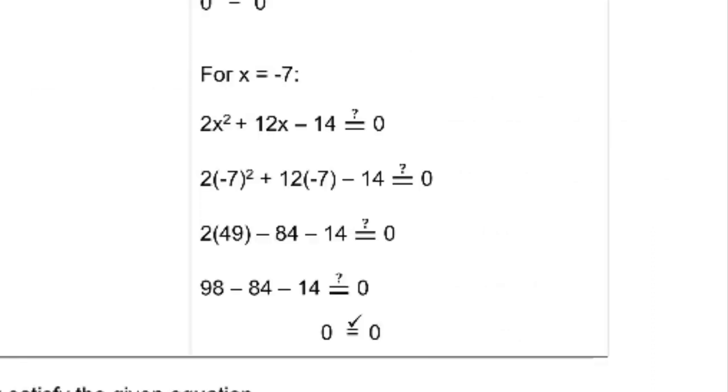Then for x equals negative 7, 2 times negative 7 squared, so this will become 2 times 49. 12 times negative 7 is negative 84, minus 14. 2 times 49 is 98, minus 84 equals 14. Then minus 14 equals 0. So 0 is equal to 0. So our answer here is x equals 1 and x equals negative 7.